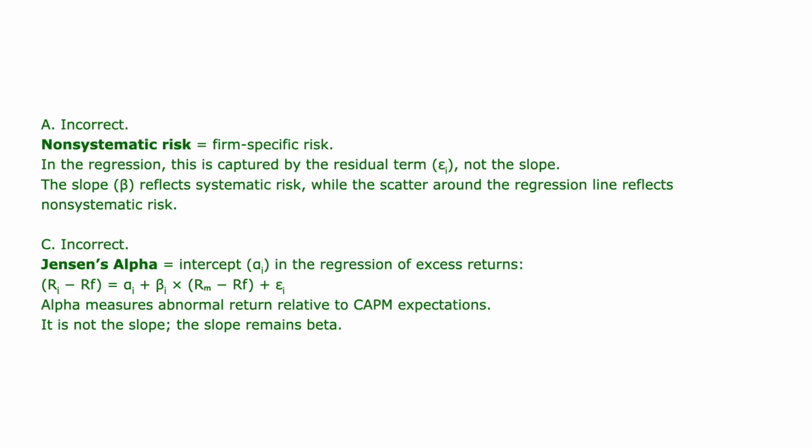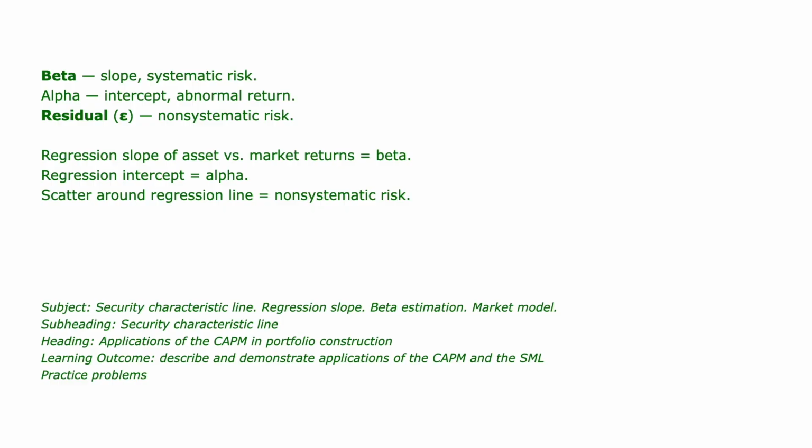A. Non-systematic risk is captured by the residual term or asset error term, not the slope. Slope equals systematic risk, or beta. C. Jensen's alpha is the intercept, or asset alpha, in excess return regression, not the slope. Regression slope equals beta, systematic risk. Intercept equals alpha, abnormal return. Residual equals non-systematic risk. The question asks specifically about the slope.